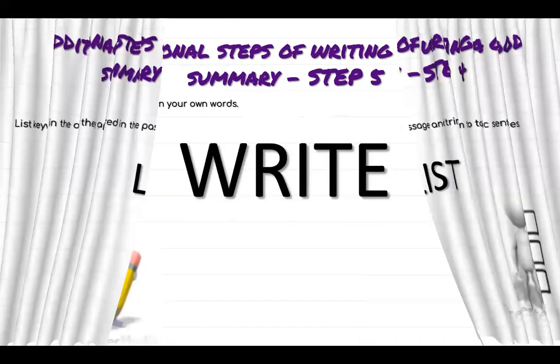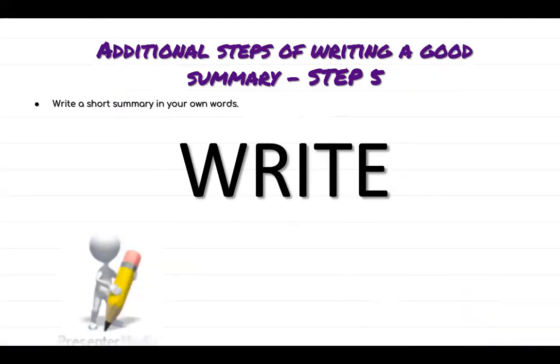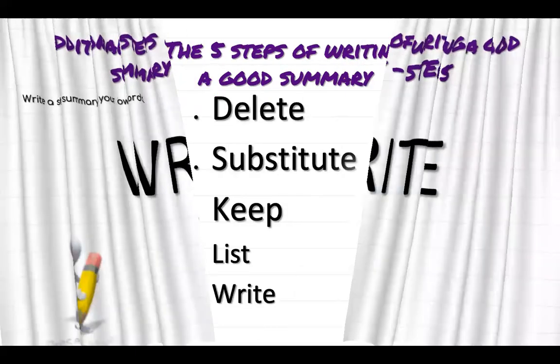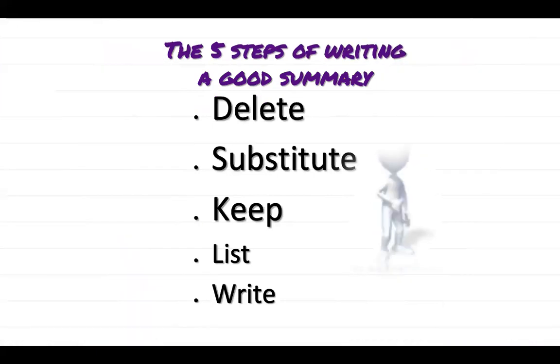Step 5, write a short summary in your own words. Write that short summary in your own words. You will see, because now it's supposed to start making sense. It's supposed to start making sense. So the 5 steps of summary writing, or of writing a good summary: you delete, you substitute, you keep.